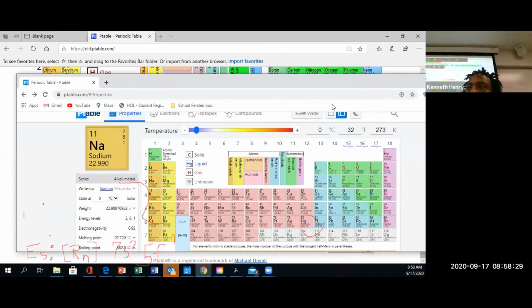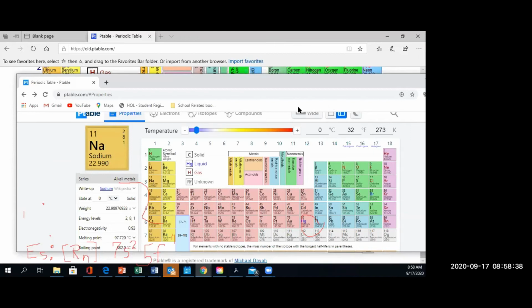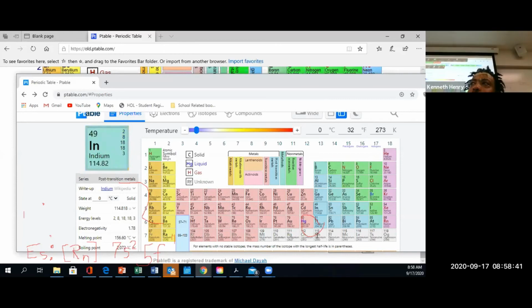Okay. So, are you feeling comfortable with electron configuration? Can we do another one? Of course we can. We'll do one more, and then we'll throw some curveballs.